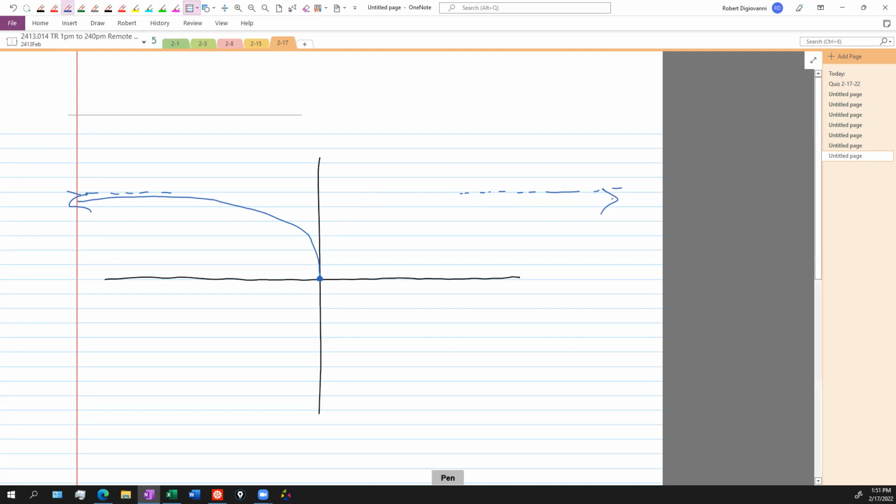What I really want this to be doing is something like this. But I want that to come in very steep right there. I want the same thing over here. That's easier for me to draw.